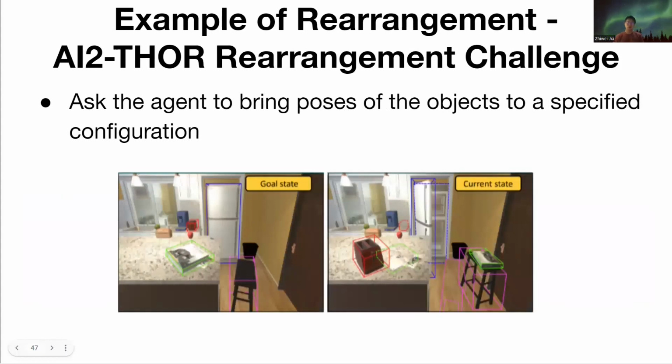The final example is from the rearrangement task. Here we take the AI2-THOR rearrangement challenge as an instance, where the agent needs to navigate around a room to bring poses of multiple objects back to their previous configurations. This task is usually quite challenging as it requires scene understanding, visual reasoning, and object manipulation. For instance, the agent needs to first recognize the difference between two configurations, the old one and the new one, and then plan to execute a sequence of actions to recover the specified configuration.